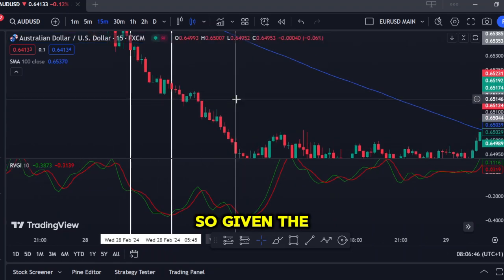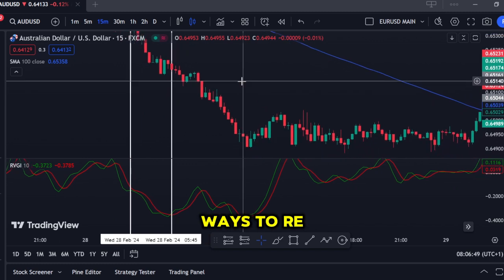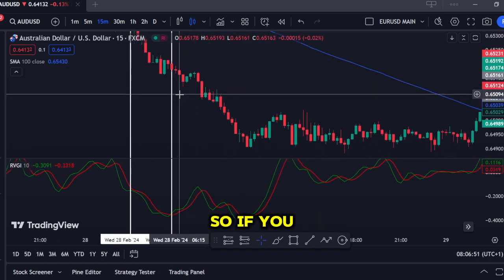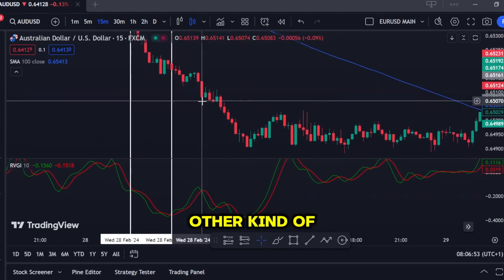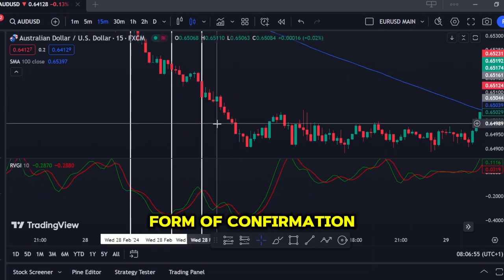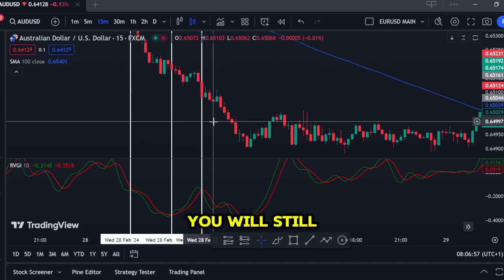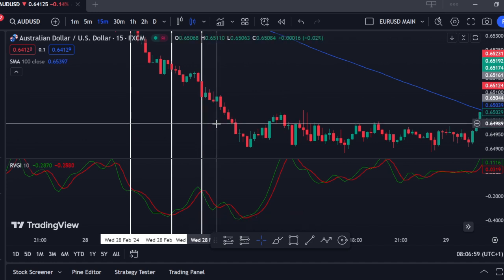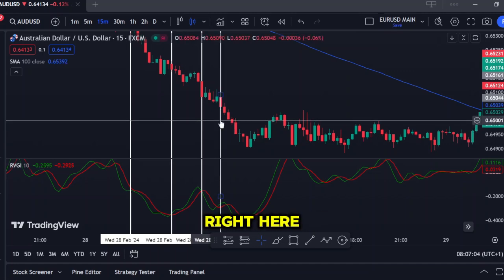So given the way we teach on this channel, there are other ways to re-enter the markets. So if you had re-entered maybe on this other candle here, based on some form of confirmation, you will still see that it got you out. See right there? It got you out right here.